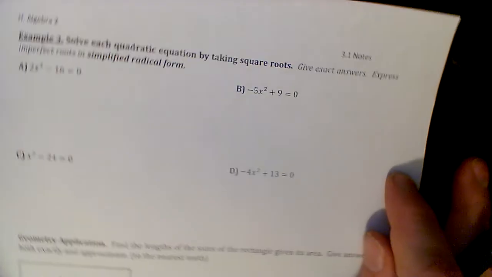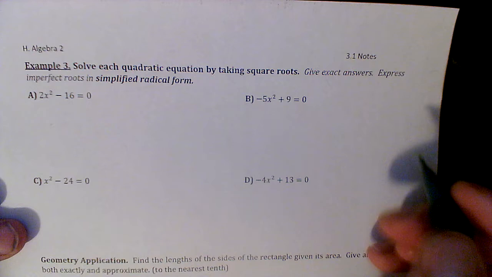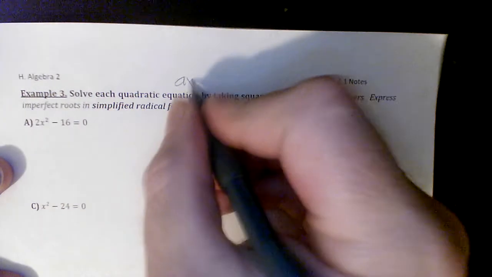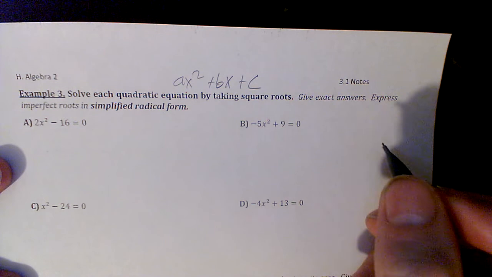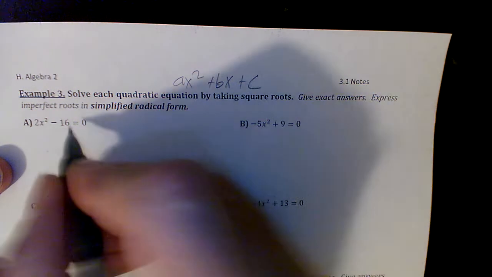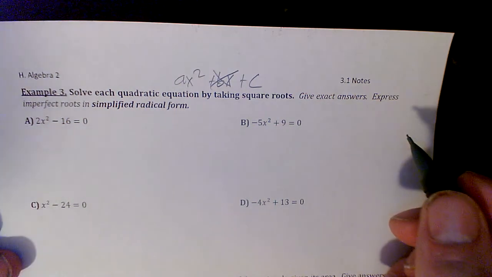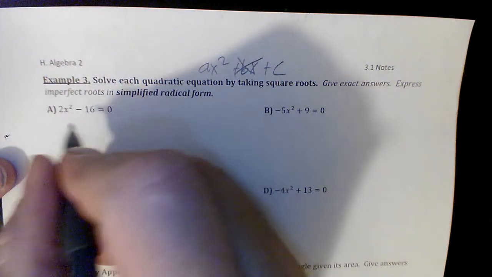Alright, so we're going to go ahead and solve some quadratics by taking square roots. And the nice thing about this is there's no x. So if you ever see ax squared plus bx plus c, it's a little more difficult. But if you notice, none of these have bx. It's just ax squared plus c, which makes this really easy to solve. All you got to do is treat it like any other equation and isolate the x.